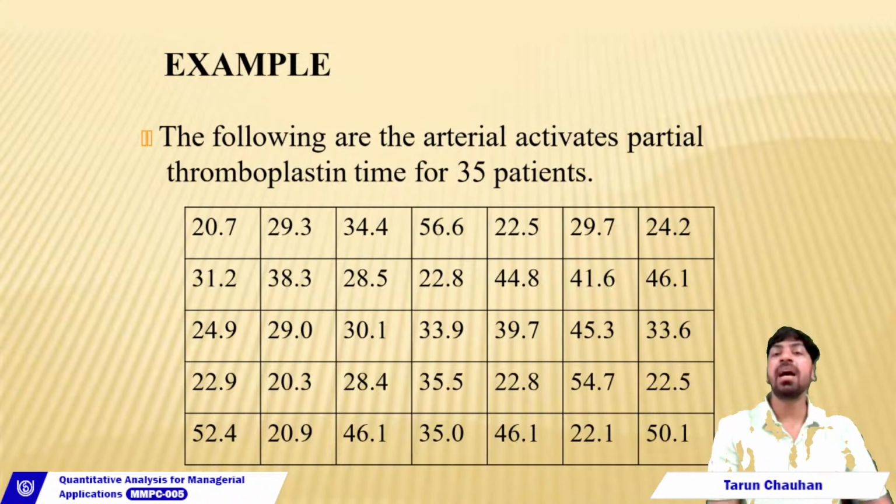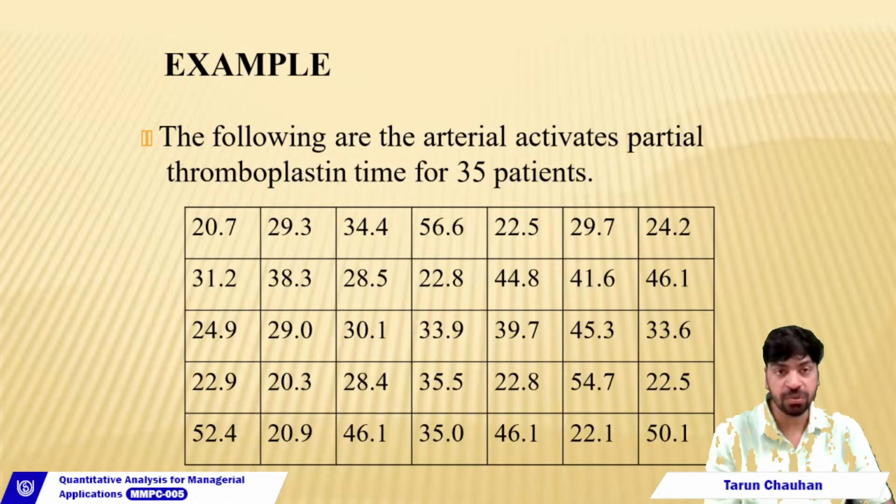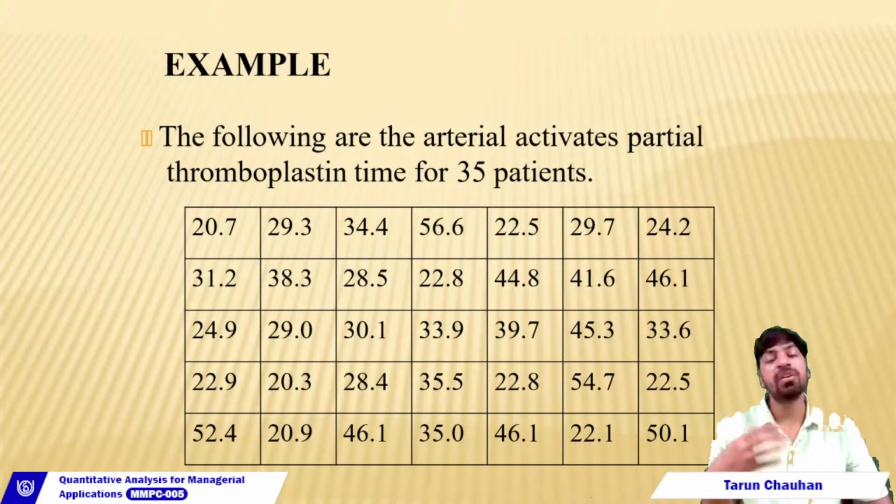The following are the activated partial thromboplastin times for 35 patients. These are raw data given to you, and you have to calculate the mean. When raw data is given and it is 35 patients, that means 35 values have been given to you, or the number of observations.